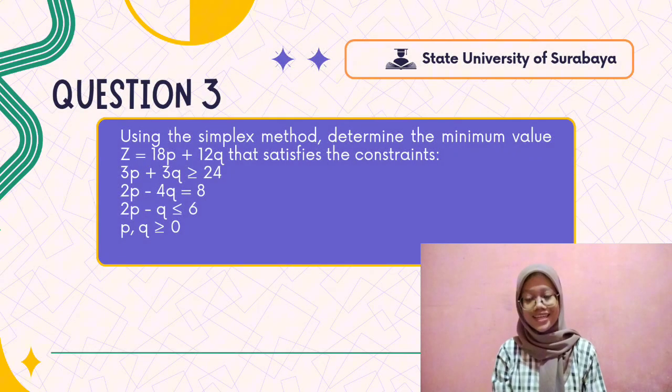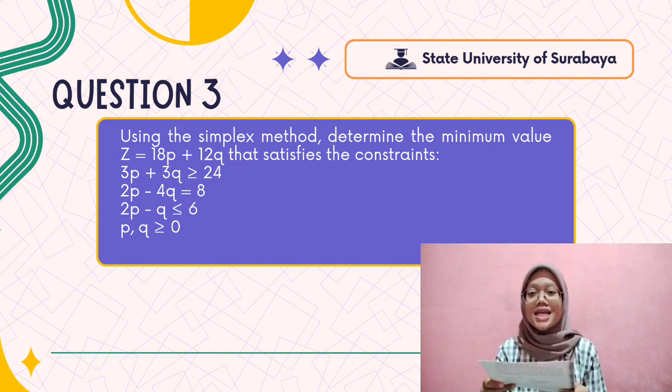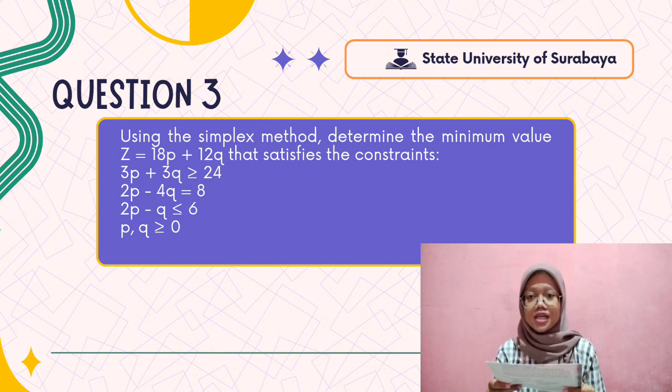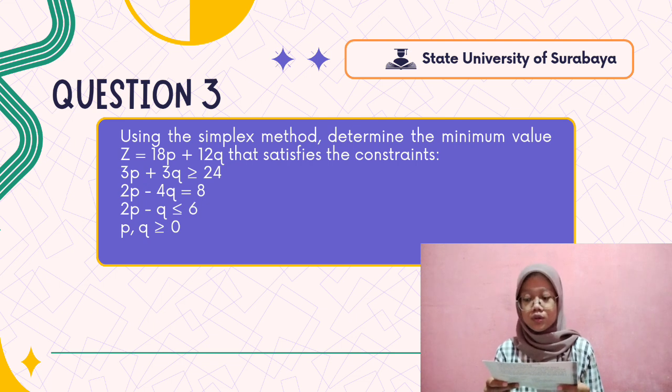The third question is, using the simplex method, determine the minimum value z equals 18p plus 12q that satisfies the constraints: 1, 3p plus 3q more than or equal to 24; 2, 2p minus 4q equals 8; 3, 2p minus q less than or equal to 6, with p, q more than or equal to 0.